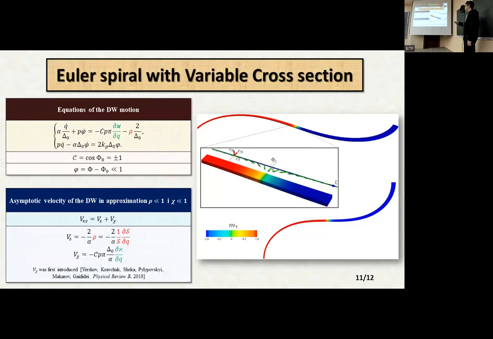The equations of motion were also simplified in a small angle approximation for the Euler spiral. Here there are two components, the curvature gradient and the gradient of the cross-sectional area. As you can see, the resulting asymptotic velocity of the domain wall has two components. The first component is similar as in the previous cases, but the second component differs from the case of a circular arc and is actually equivalent to the asymptotic velocity of the domain wall in an Euler spiral with constant cross-section, first found here.